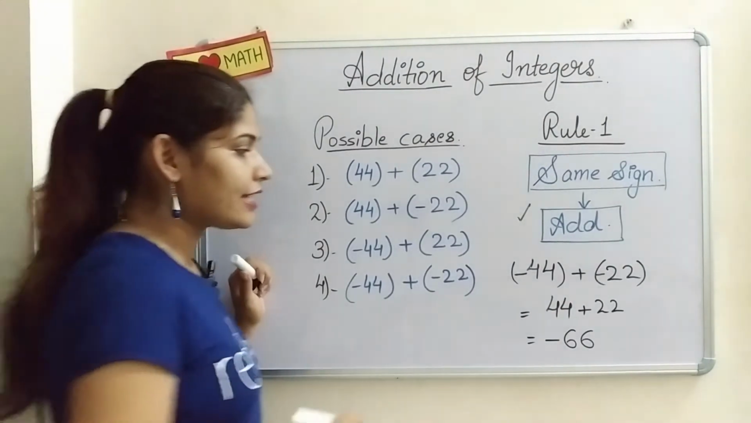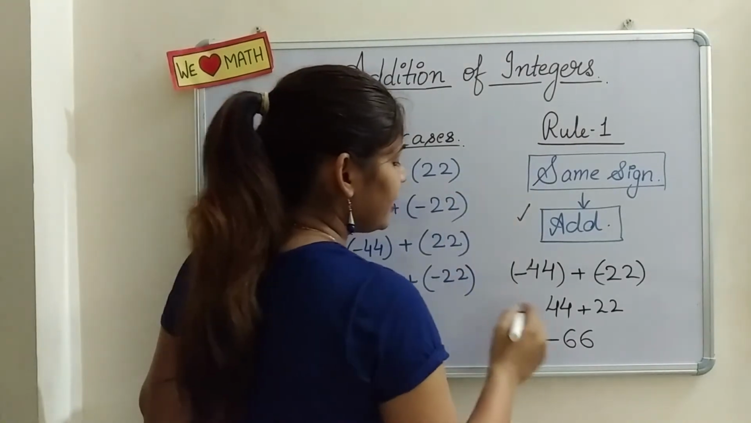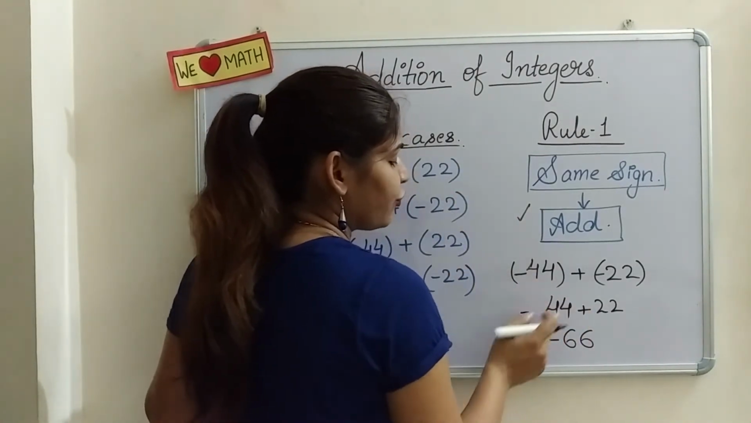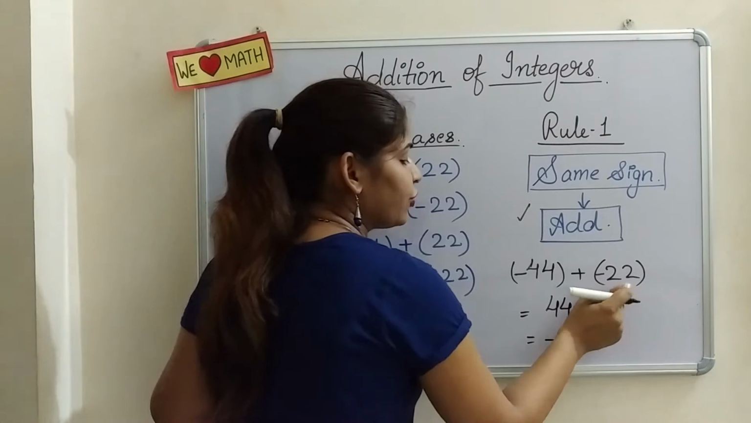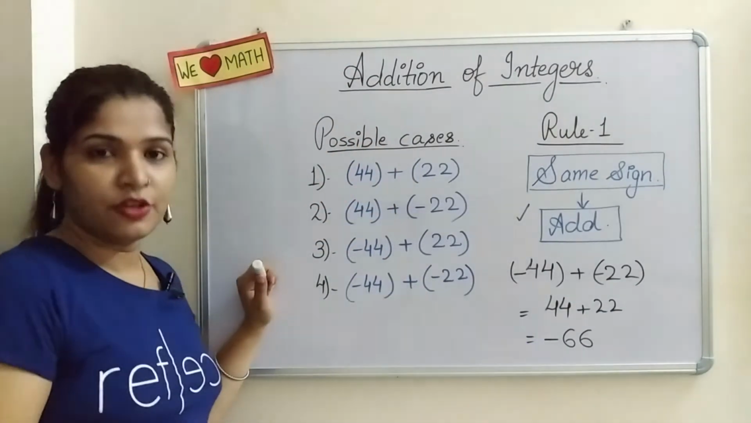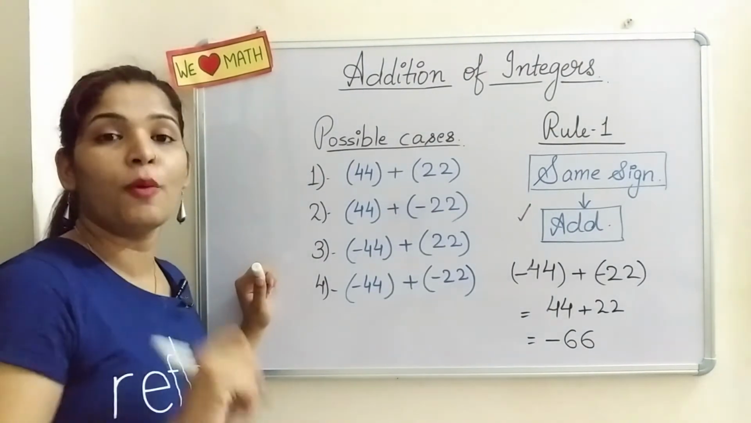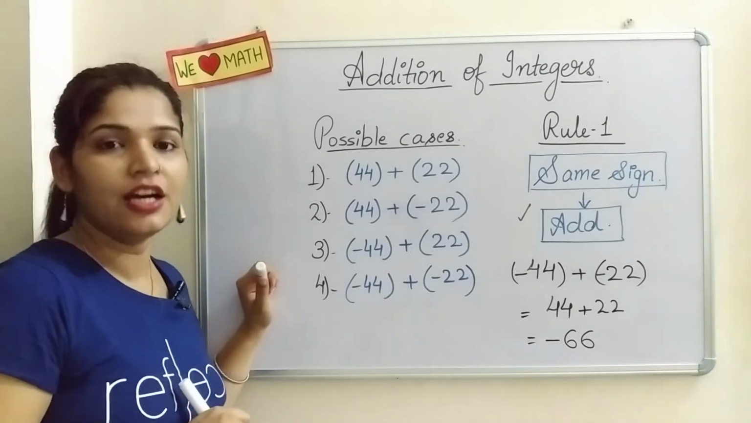In this case we do not need to write this down, we can keep it in our memory that the absolute value of minus 44 is 44 and the absolute value of minus 22 is 22. We add both the numeric values or absolute values of these integers, and we put the negative symbol, the common symbol which has been given in the question.